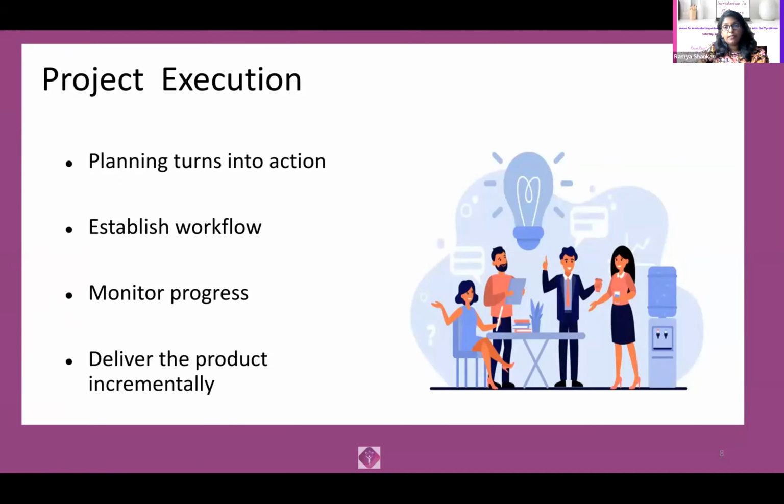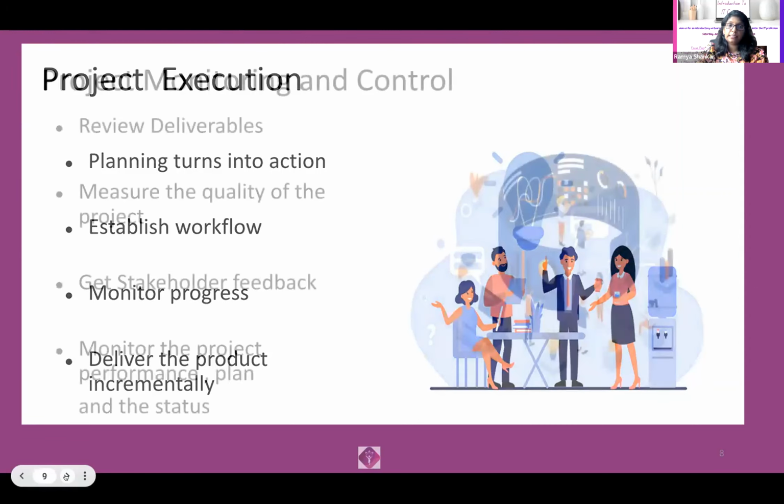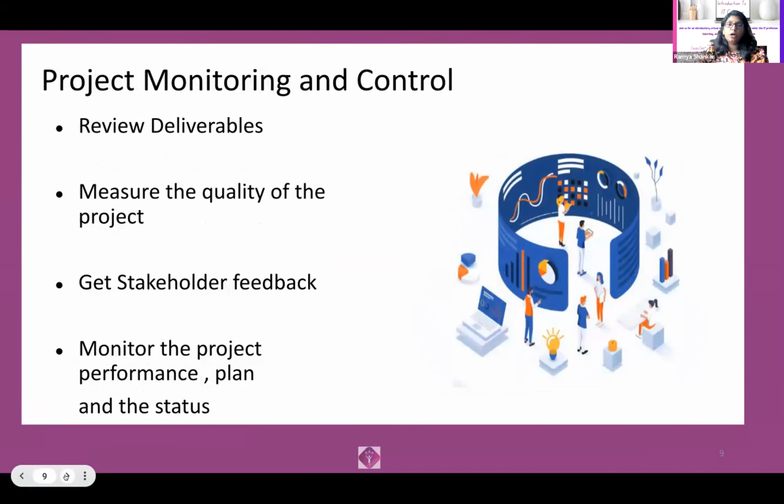They break down all these requirements and see what can actually be delivered, right? There could be certain things that cannot be met per the stakeholders' requirements. We go back, accept the change, and we start delivering these projects incrementally. Once these projects are delivered incrementally, we enter the next phase, which is the project monitoring and control phase.